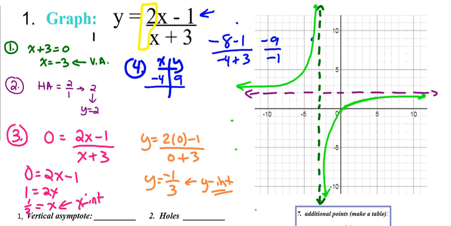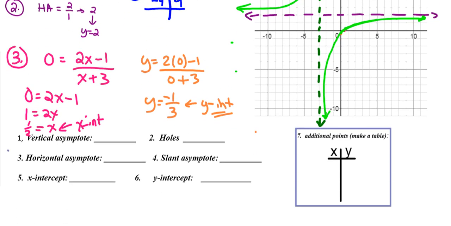So our vertical asymptote was at x equals -3. We didn't have holes. We'll cross through that. We'll talk about that later. Horizontal asymptote, we had that at y equals 2. Slant asymptote, that comes later. This one didn't have one. I'm not just skipping it. This rational function didn't have a hole, and it didn't have a slant asymptote. X-intercept was 1/2, and the y-intercept was -1/3.